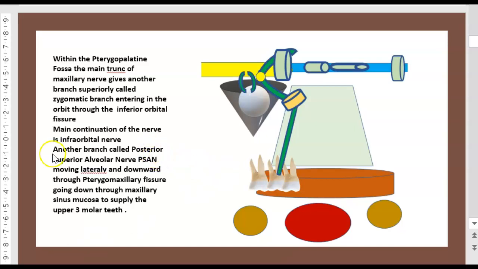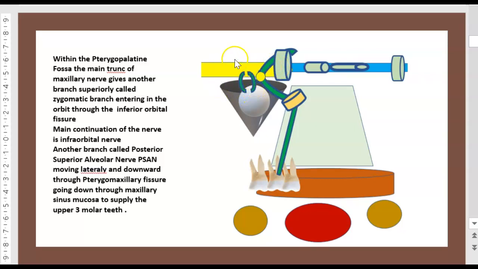I repeat, the posterior superior alveolar nerve, coming through the pterygomaxillary fissure, going through the maxillary sinus mucosa to supply the three upper molars. The maxillary nerve gives another branch superiorly. This other branch is called the zygomatic branch, and the zygomatic branch is entering through the inferior orbital fissure.